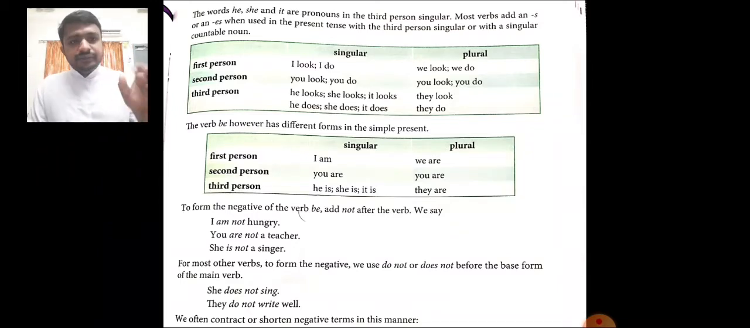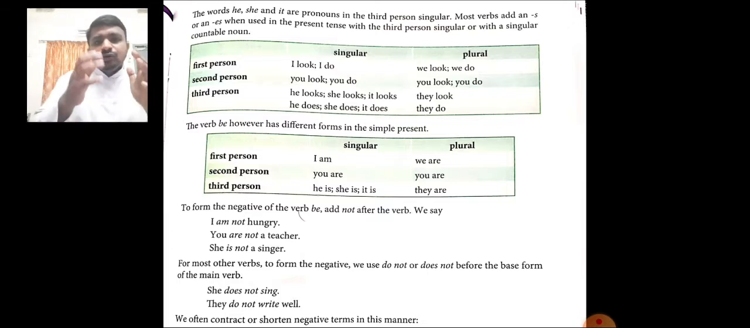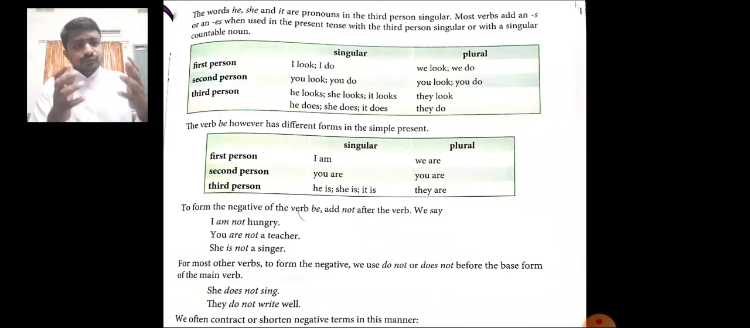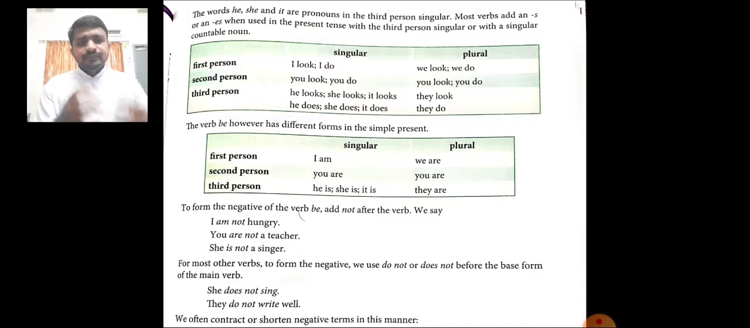I look, we look, you look. Then in the third person singular, he looks, she looks, or it looks. But in the plural, they look. So when third person singular comes, you need to add s or es. And if the verb form be is present, how do you need to use it? First person I am, then plural we are, you are, he is, she is, and it is.